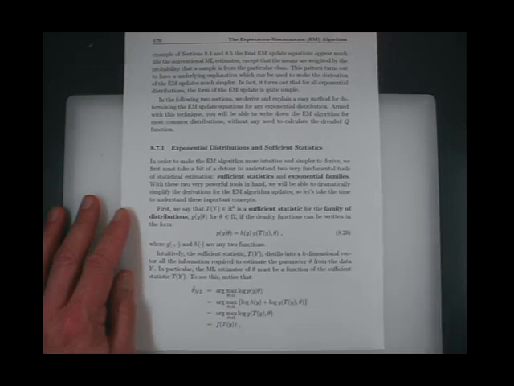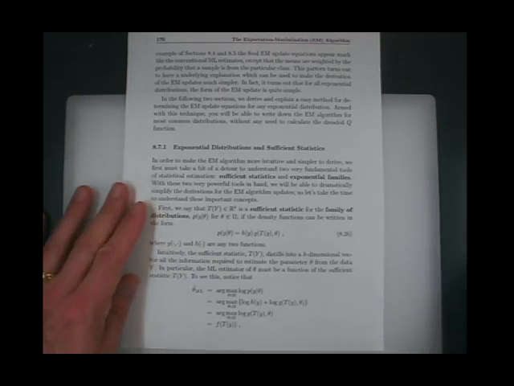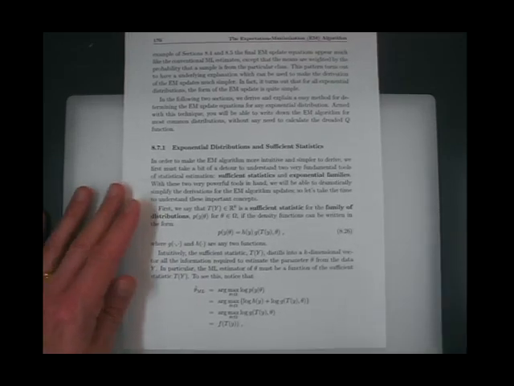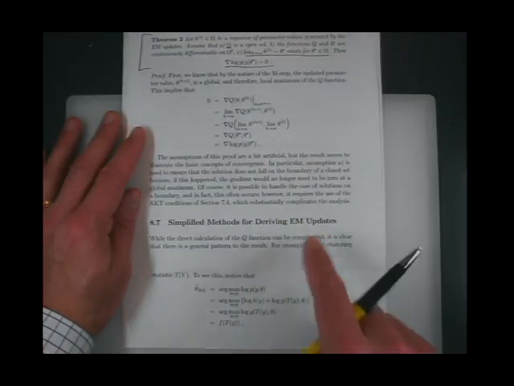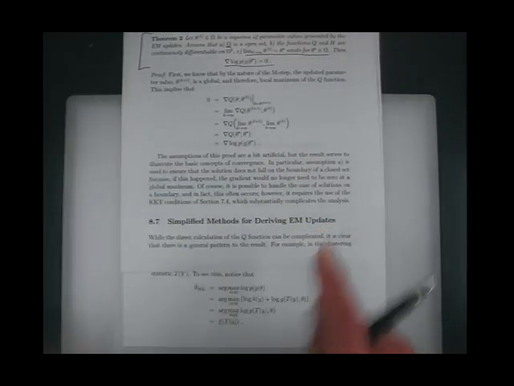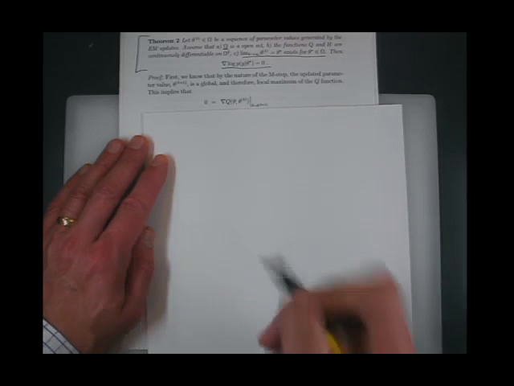So, the exponential distributions and sufficient statistics. Why am I covering exponential distributions and sufficient statistics? Well, let me give you the answer in words. The way you can calculate the EM update is, let me just do the EM updates out of my head for some simple case.